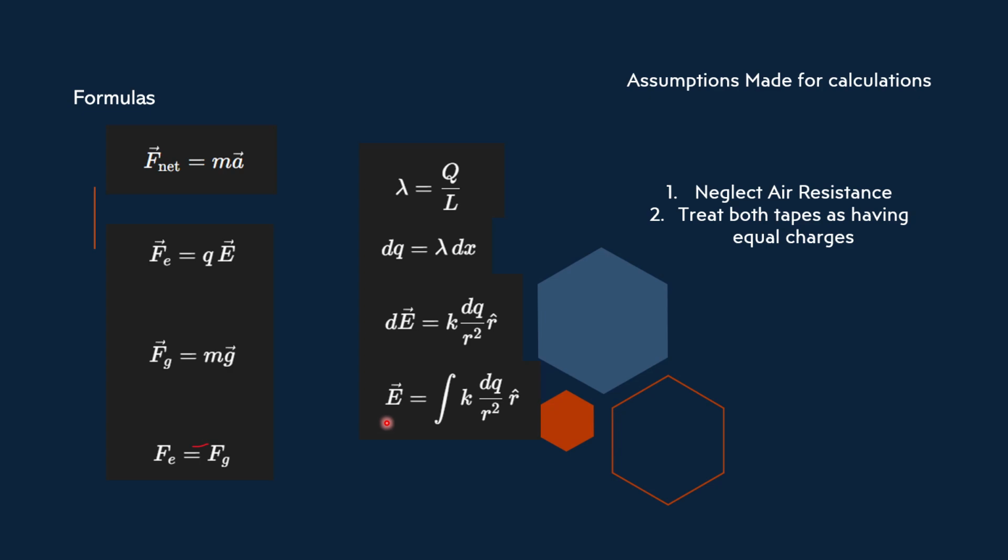To calculate the electric field, first we take the total charge and divide it up by the sections, and then we integrate that by the amount it changes. We plug into this equation right here to get the electric field from that specific point, and then we integrate to add up all of the points together to get the total electric field. In this, we are assuming that air resistance is negligible, and we're treating both tapes as having the same charge.